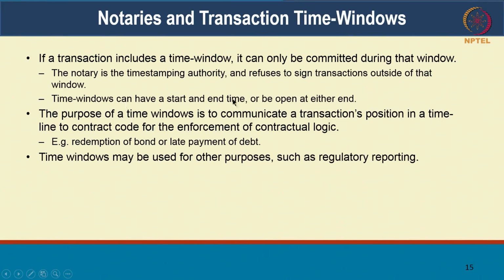Time windows can have a start and end time, or they can be open-ended. The purpose of time windows is to communicate a transaction's position in the timeline corresponding to contract code. Like I mentioned previously, this is almost a DAG of states maintained by each node. But if you do want to put a timestamp on it, then the notary service is the one that's going to put a timestamp on it.